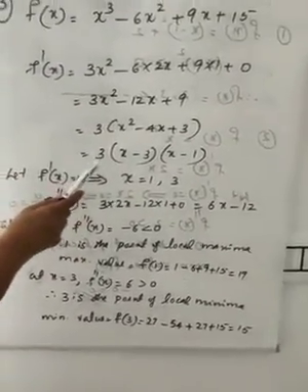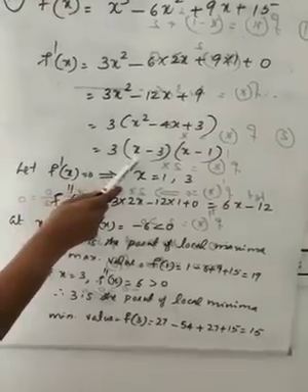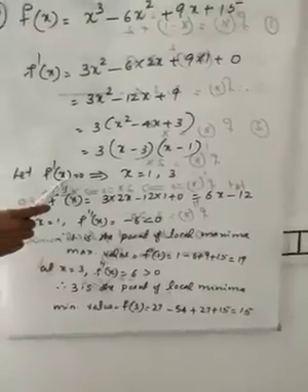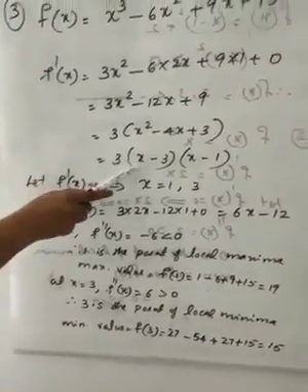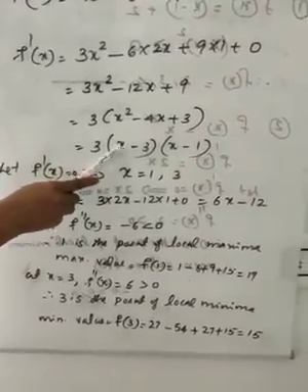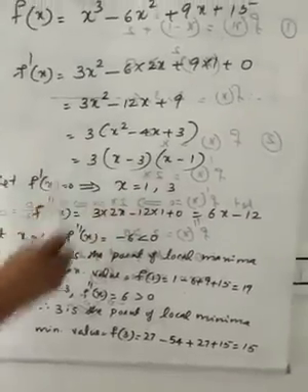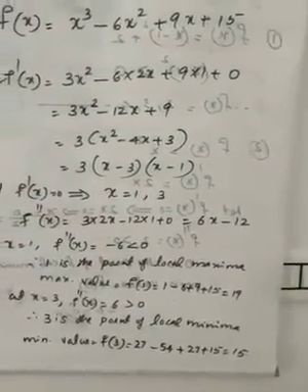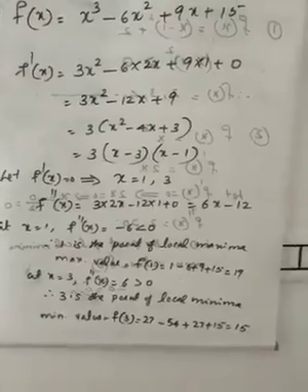And 3 into, the factors are x minus 3 and x minus 1. If f dash x equal to 0, we know 3 will not be 0. If x minus 3 equal to 0, then x equal to 3. If x minus 1 equal to 0, then x is equal to 1. And we got two values for x, 1 and 3.